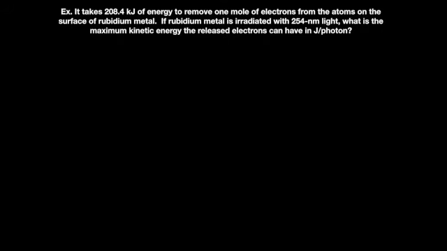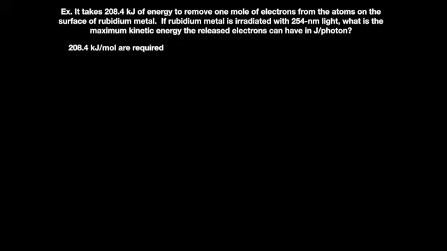So for this practice problem, it tells you the amount of energy that's required to remove 1 mole of electrons. Okay? And what it asks is, if I provide 254 nanometers of light, what is the maximum kinetic energy that the electrons will have? So the energy required to remove the electrons, which you'll soon learn is called your ionization energy, is 208.4 kilojoules per mole. Okay? So 208.4 kilojoules per mole is required.